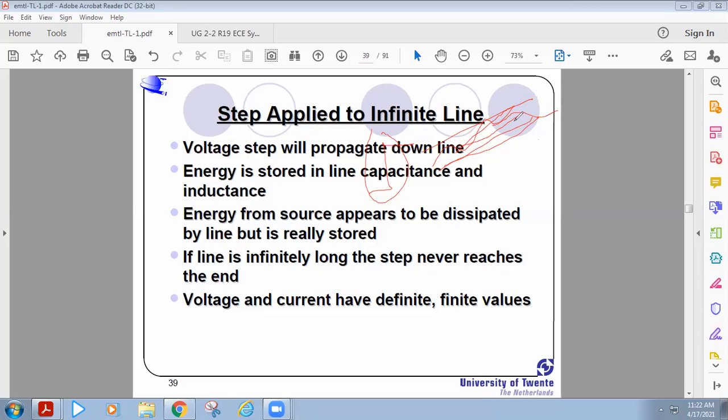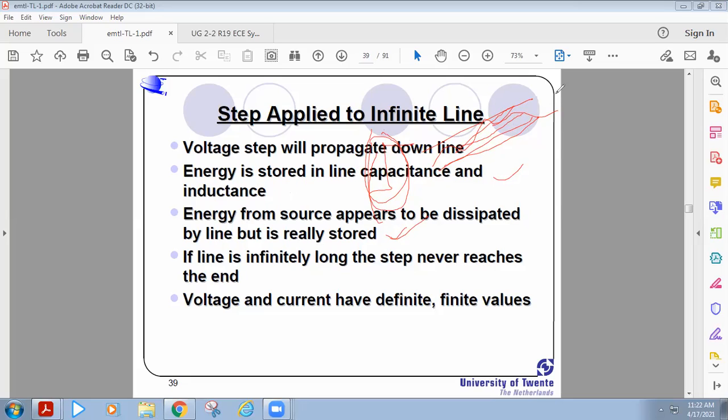But capacitance and inductance are the energy storage elements, right? When we apply this step voltage, it is stored by the capacitance and inductance of the distributed parameters of this transmission line. That is the second point. And the third point: energy from the source appears to be dissipated by the line, but it is really stored. Actually, the purpose of the transmission line is to carry that signal from the source end to the destination end.